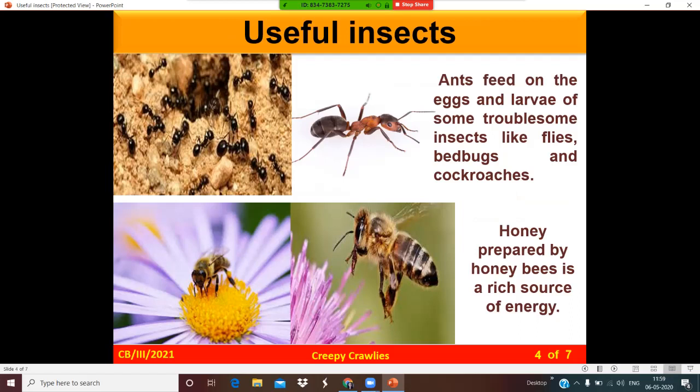Okay, they are throwing out larvae and all, and this larvae is very harmful for us. Okay, so these ants are eating those larvae.